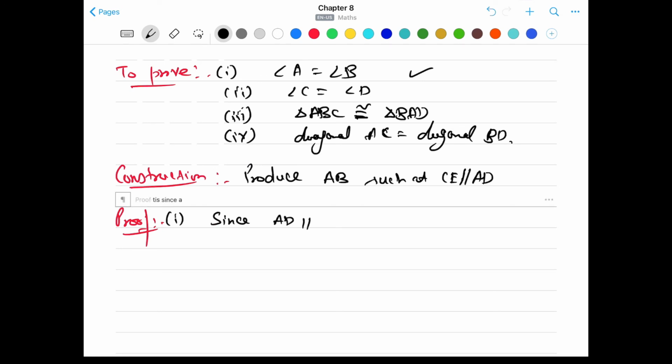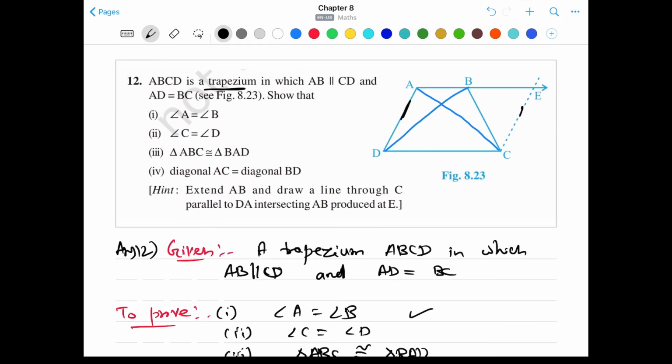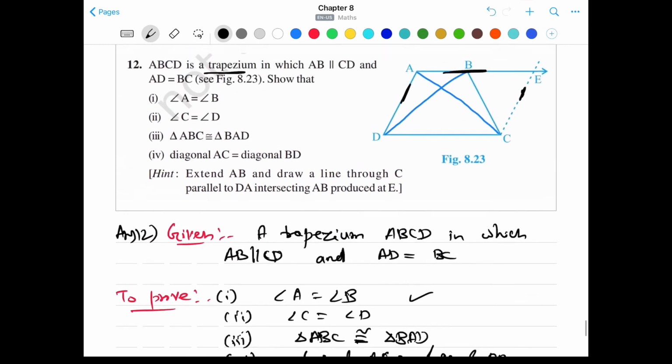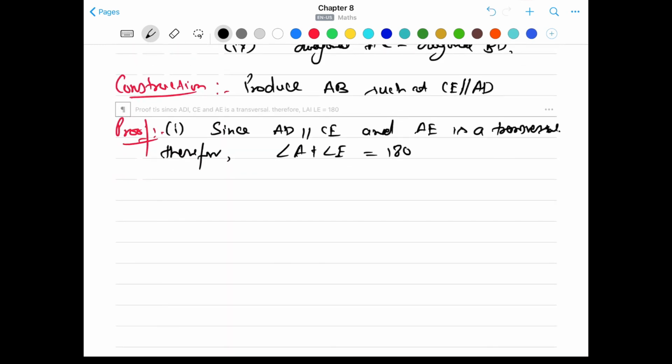Since AD is parallel to CE and AE is a transversal, as you can see, therefore the sum of angle A plus angle E will be equal to 180 degrees. The reason for this is: the angles on the same side of a transversal are supplementary.